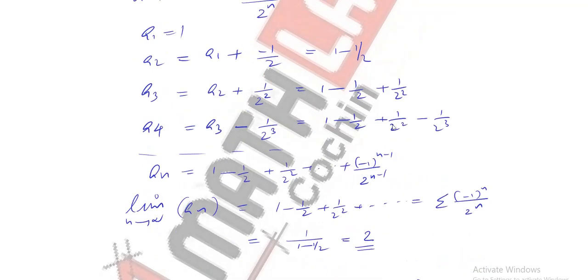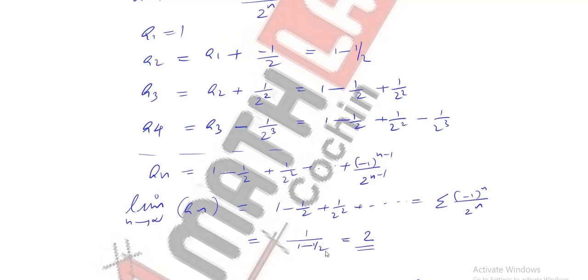And so in general, an is going to be the sum of n terms, 1 minus 1 by 2 plus 1 by 2 square and so on, right? So what happens as n tends to infinity? This becomes an infinite sum, which is a series, and that's an infinite geometric series. We'll see the idea of series in later sessions. This is nothing but sigma (minus 1) all to the power n by 2 to the power n. The common ratio is 1 by 2, which is less than 1, therefore it converges to a by 1 minus r.